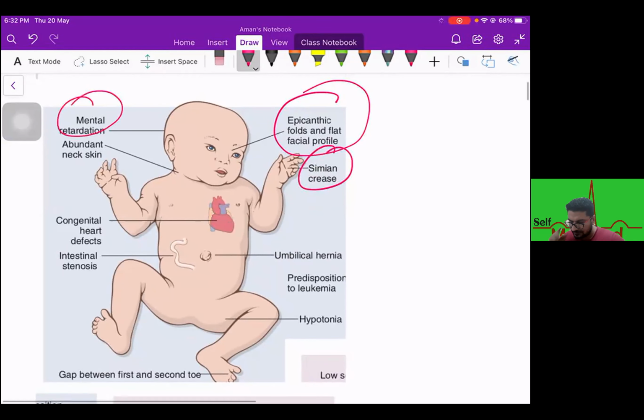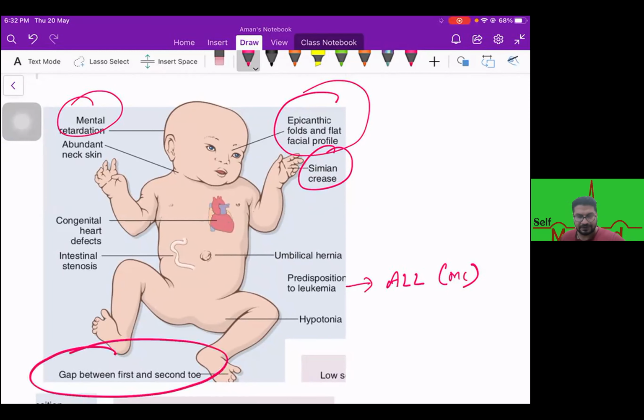Patient may also have risk of leukemia. The most common leukemia will be ALL, right? And there will be a gap between the first and second toe. There will be congenital heart defects like ASD, VSD. There will be umbilical hernia, and intestinal defects like Hirschsprung disease and duodenal atresia. So these are all features suggestive of Down syndrome.